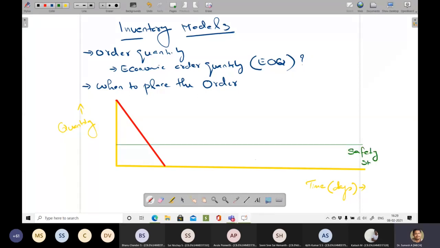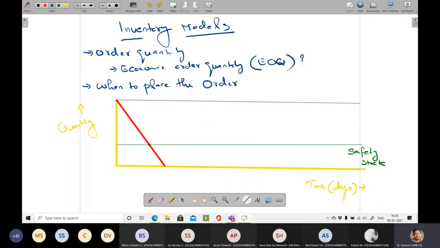Beyond this point, you are not interested in letting your stock fall further. You don't want to lose the customer, so you are not interested in letting your stock fall beyond a certain point. And the top line that I have shown, the maximum one, will be the maximum inventory that you will be holding in your plant or in your facility.